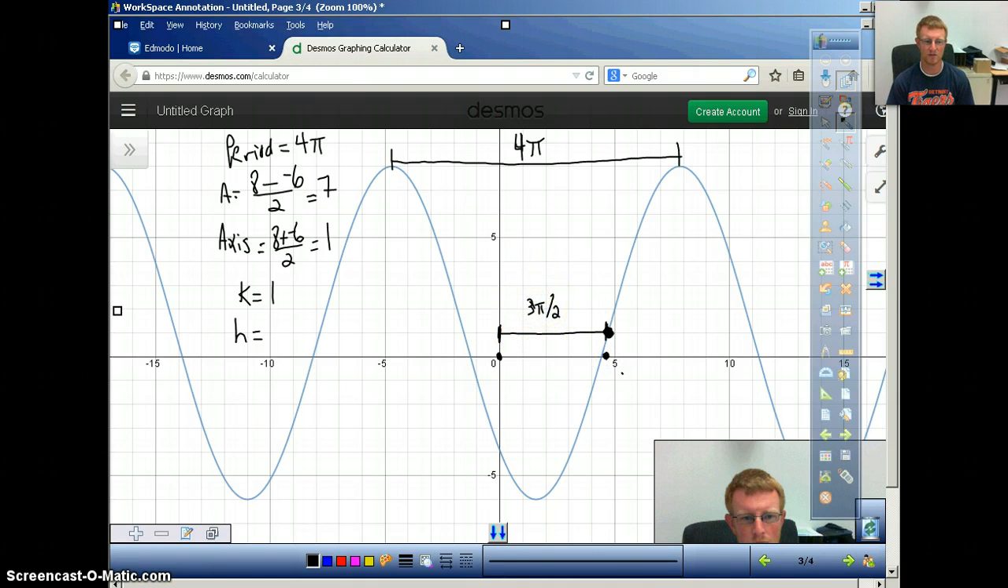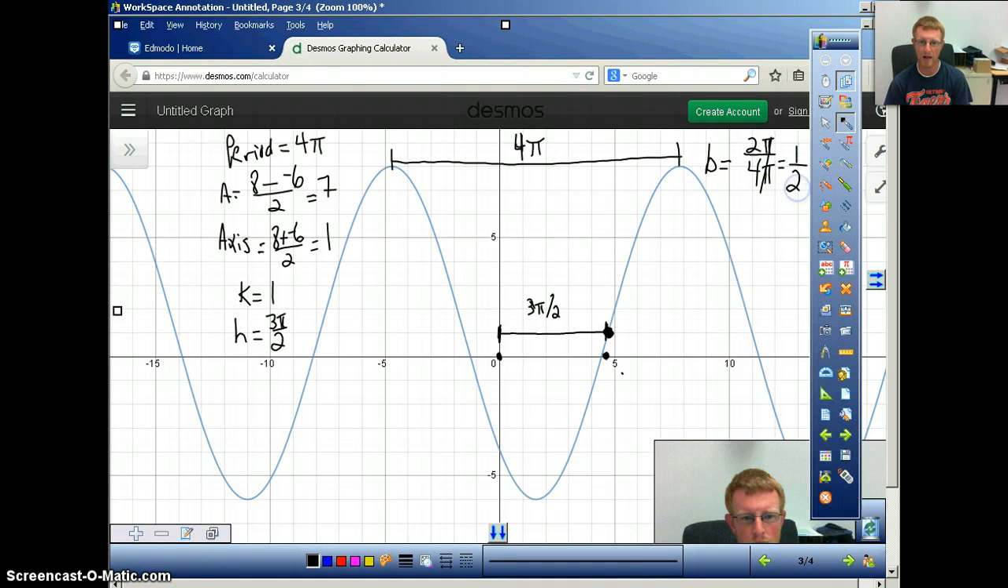Sometimes it'll be easy to see on a graph. Sometimes it'll just be a simple 2 points left, 2 points right, things like that. But I'm giving this to you, so it's 3 pi over 2. So now we have all this information. We can use the period to figure out what our b is. Our b will be equal to 2 pi divided by 4 pi, which actually the pi's cancel out, and that's equal to 1/2. So now that we have all of our values, we can write an equation.